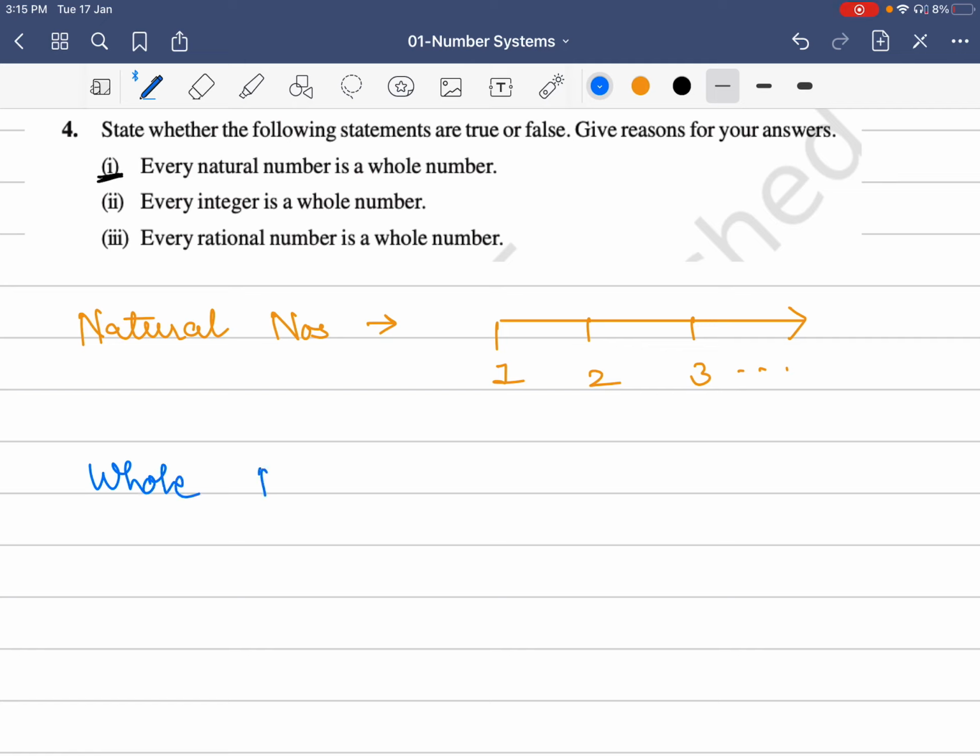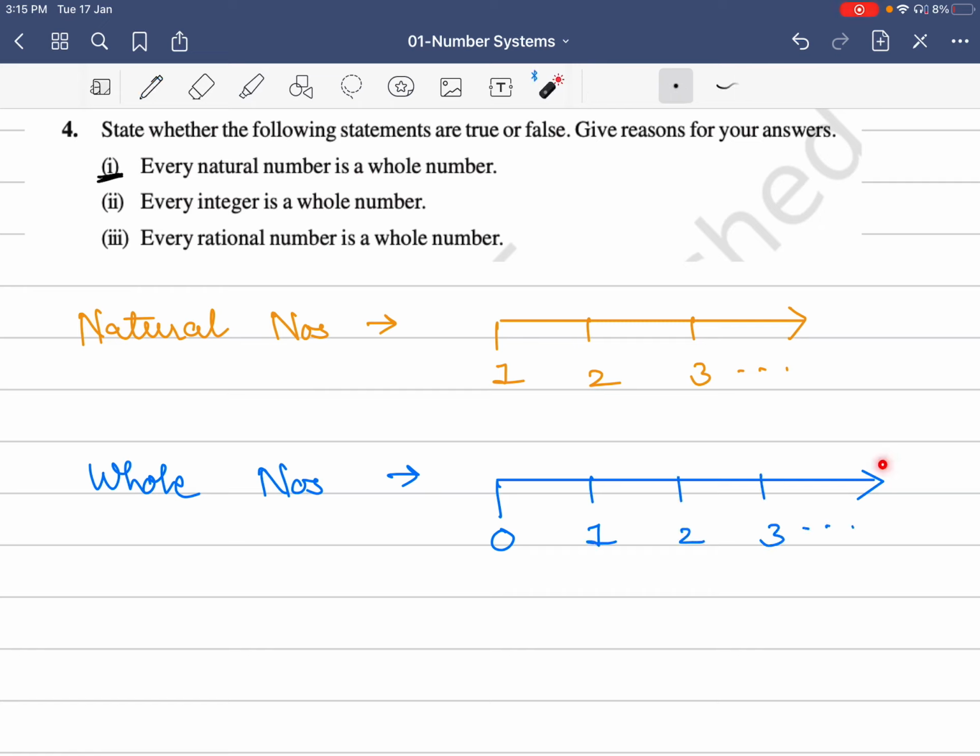So whole numbers are also very much similar to natural numbers, except for the 0. So it starts from 0 and then it's again 1 and 2 and 3 and dot dot dot. Once again, this arrow indicates that there are infinite numbers on the right hand side.